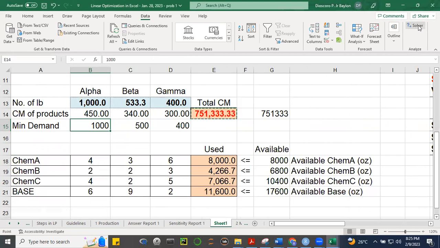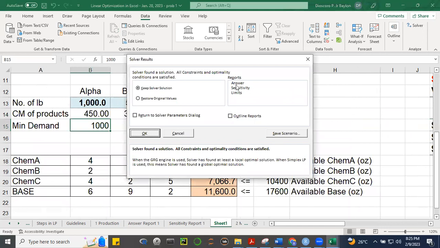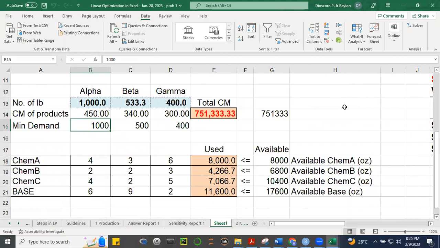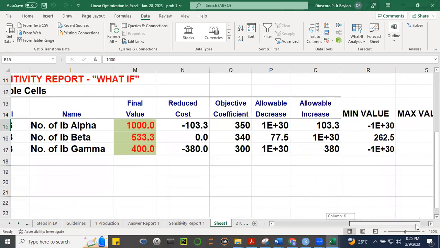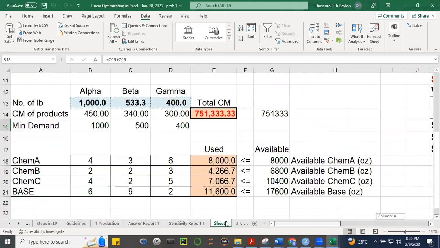So solver natin to. Solver, and then solve pa rin natin. Solve without generating the answer and sensitivity report. Okay. So ganun pa rin. Still the same. 450 yung CM ni alpha. Still, you have the same final value. You have the same optimal solution. All right? Kasi sabi ito hanggang 453. Now, what if this becomes 460? Tingnan natin, ha? What if this becomes 460?